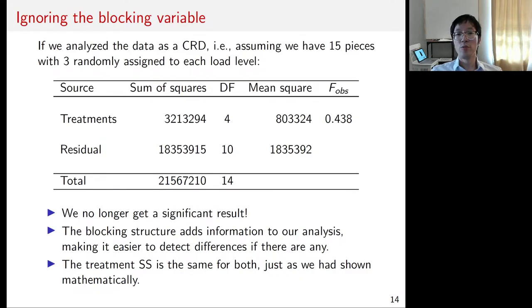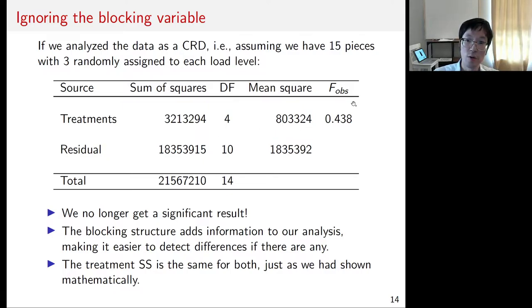So just to numerically illustrate this point, if we ignore the blocking variable and we analyze the data as if we simply assigned three pieces at random out of the 15 to each load level, and analyze it as a CRD, then we would only have the treatment sum of squares and the residual. So the residual sum of squares now combines both the block and residual sum of squares together from the RBD case, and similarly for the degrees of freedom.